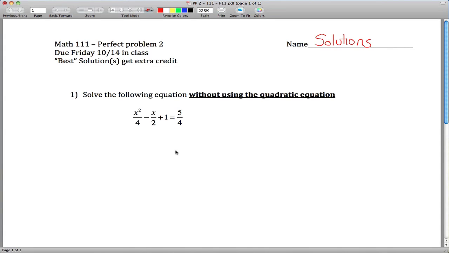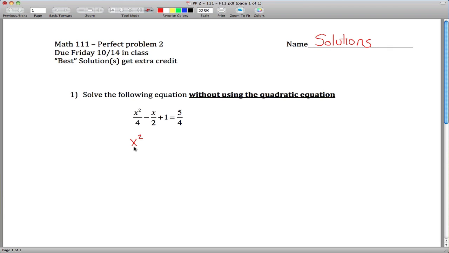Alright, here are solutions to the second perfect problem for Math 111. We're asked to solve this equation without using the quadratic formula. That's a big tip-off that we'll have to complete the square at some point. So let's see, if we want to complete the square, we want to set this equation equal to 0.